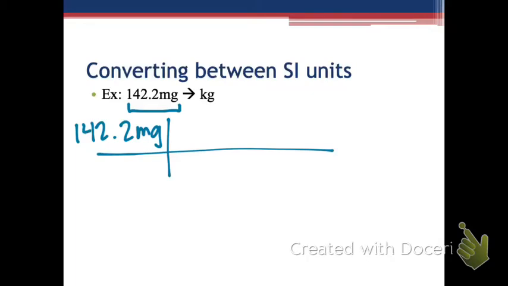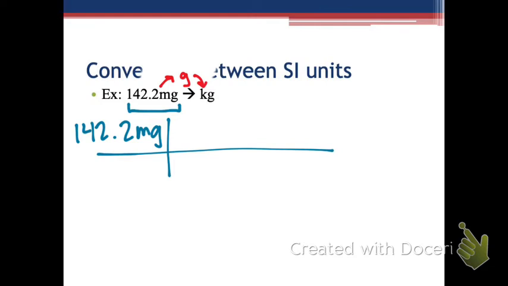If I want to convert from milligrams to kilograms, can I convert directly there in one step, or do I need to go somewhere else in between? Does your chart tell you how many milli is in a kilo? Nope. So what's my middleman need to be? I need to go milligrams to grams, then grams to kilograms.